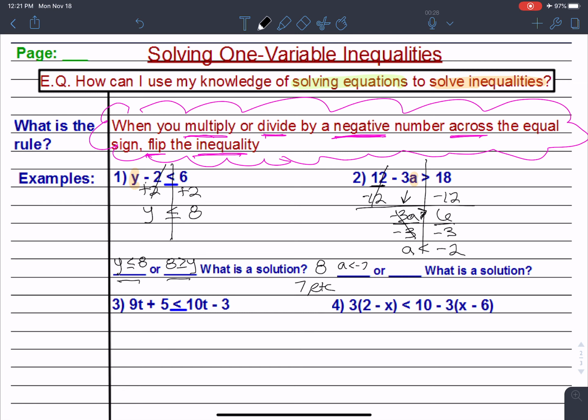a is less than -2, or if we flip everything around, -2 is greater than a. So a possible solution that would work can't be -2 because it's not equal, but we can pick any number that is less than -2. For example, -10 works, or any number that you like that's less than -2.